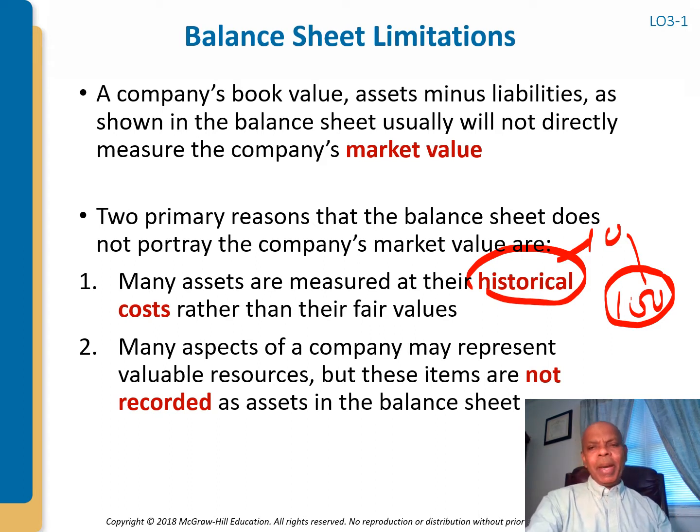Now, when you look at a balance sheet, you may have 100 million of total assets, but in reality, the market value of the entity may be $1 billion. That's one of the limitations that we see. Many aspects of a company may represent valuable resources, but these items are not recorded as assets in the balance sheet. There are a lot of things that we do not record in the balance sheet that have a value. A very good example, I think I mentioned that already.